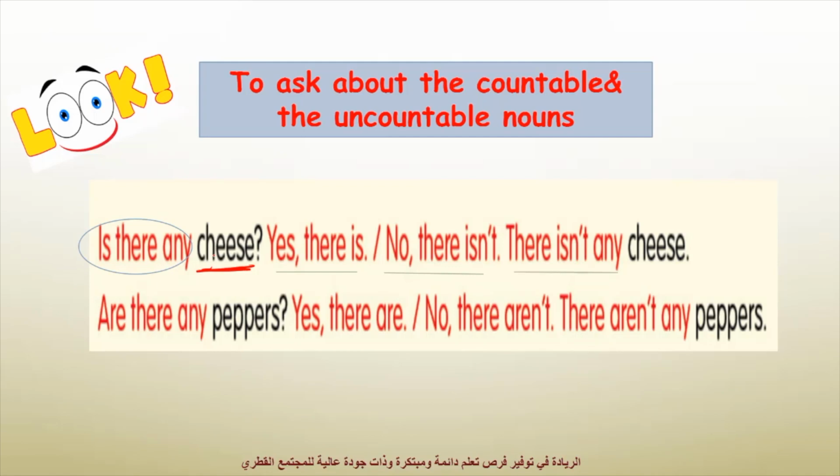With the countable noun we can use are there any peppers? Are there any peppers? Because peppers is a countable noun. So I used are there. If I want to answer in the affirmative form, I have to say yes, there are. In the negative form, the same. I have two ways to answer. I can say no, there aren't, or there aren't any peppers.